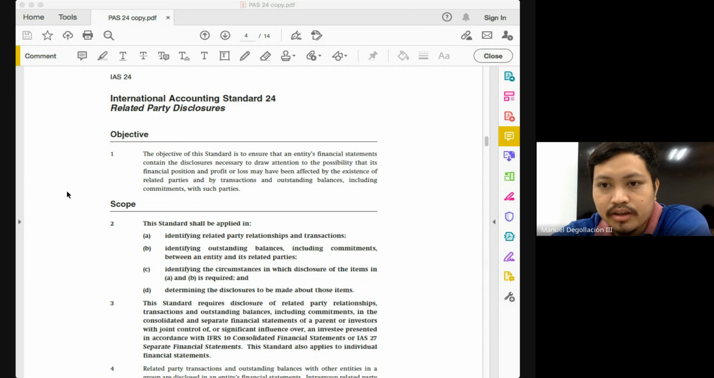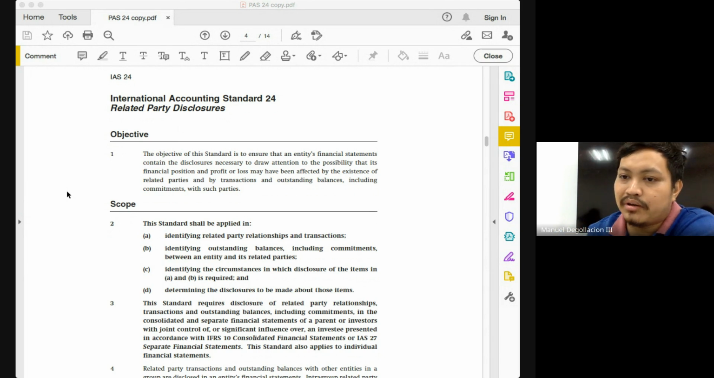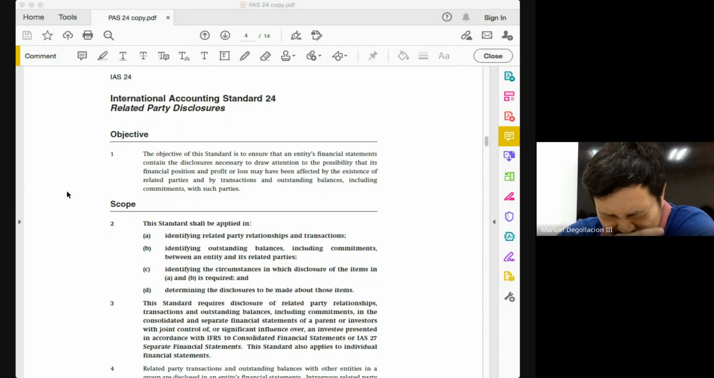Number two, we should know who are and aren't considered as related parties, and we should be able to identify transactions between related parties that require disclosures. So this would be perhaps the most important thing or takeaway for this standard class. We should be able to know who are considered as related parties, who aren't considered related parties, and we should know which related party transaction will require disclosures.